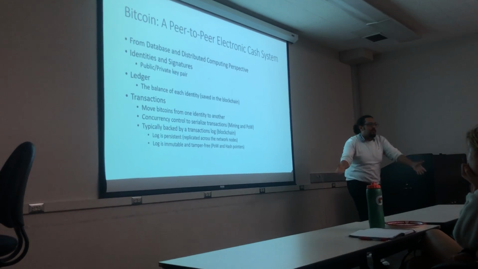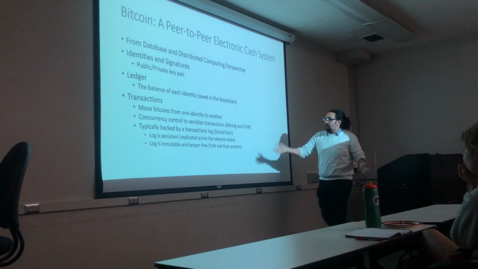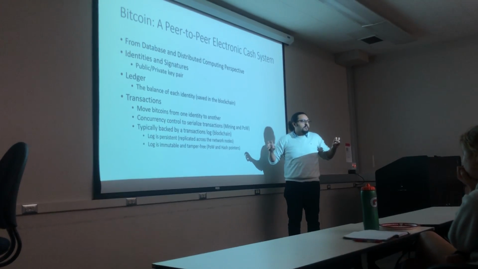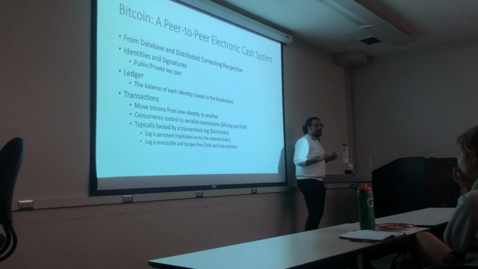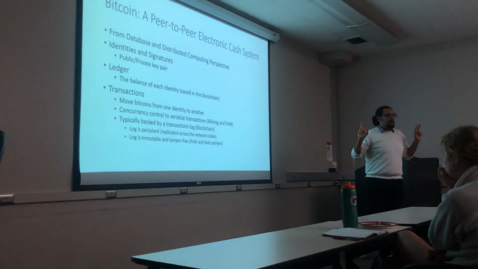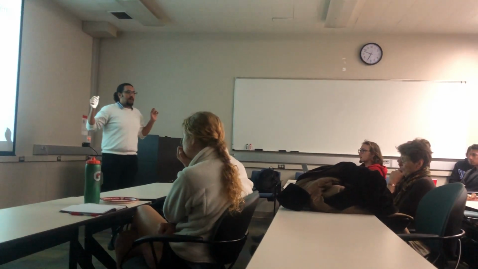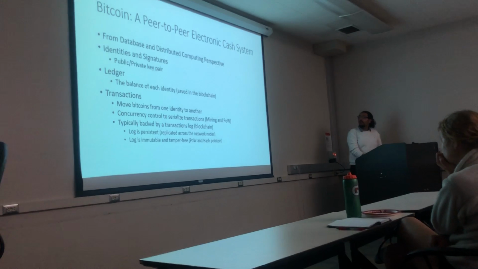So if one copy failed, there are still so many copies. And it's immutable and tamper-free, but it's not based on trust, it's based on code. So it's based on proof of work and hash pointers. Proof of what? Of work. W-O-R-K, proof of work. Okay. And hash pointers. I'm going to talk about this in detail.